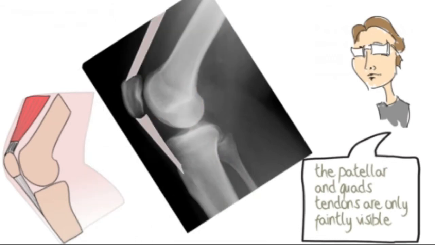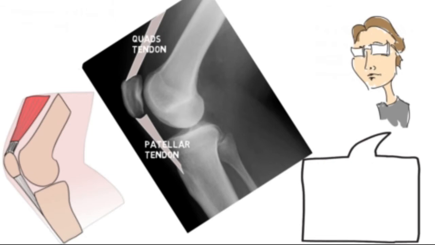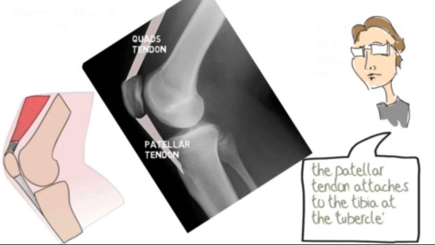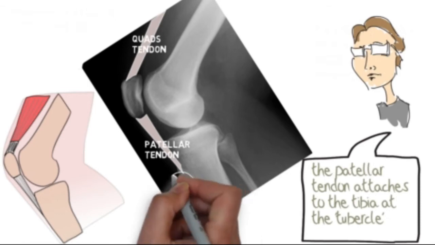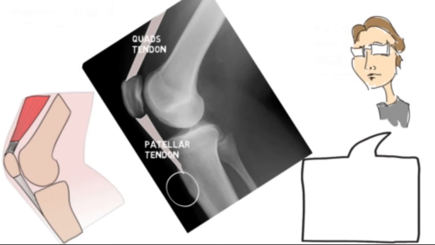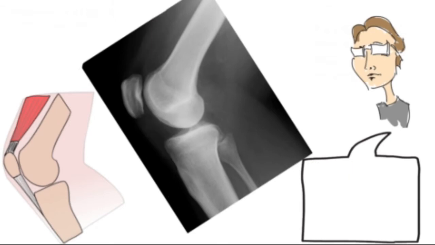Again, here you can see the quadriceps tendon and the patella tendon above and below the patella, but only very faintly, although some information could be gleaned if a tendon had ruptured or avulsed off the bone, or if there was stress at the bony attachment to the tibial tubercle, which I am marking with a circle, such as in Osgood-Schlatter's disorder.